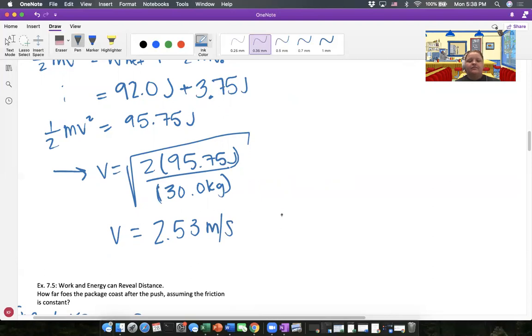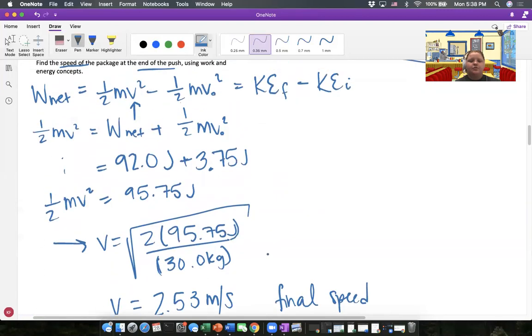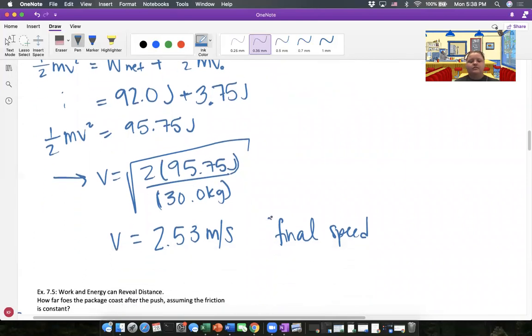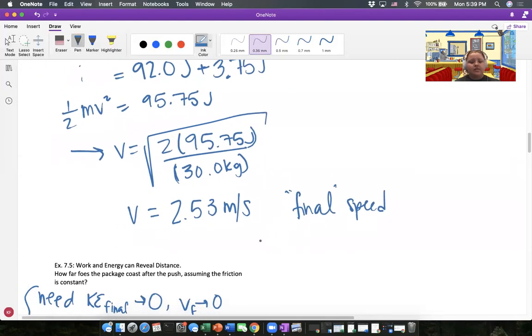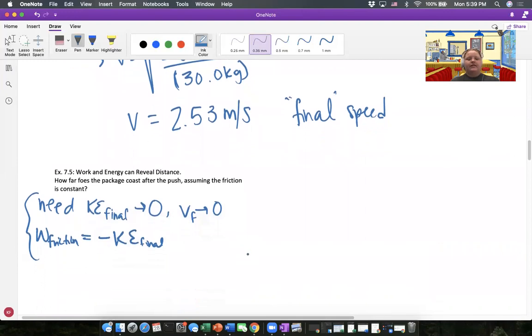So this is my final speed as it was pushed, or at the end of the push, I should say. And it's final, okay? Now, there's one more part to this, which is example 7.5, okay?